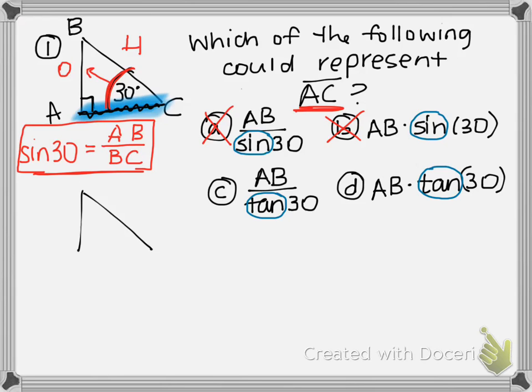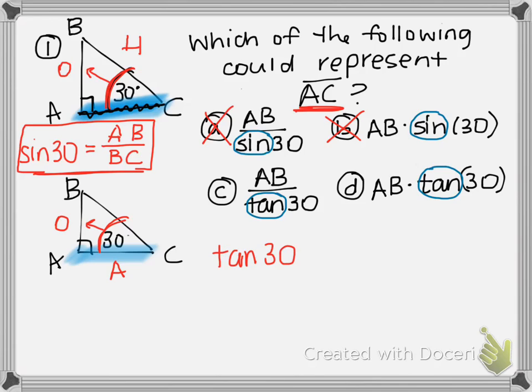Alright, well, so then let's look at the tangent of 30. So let's redraw our triangle down here so maybe we can see it a little better. So we have ABC, and we're looking for this side right there. Well, if we use tangent from this angle, we need our opposite and our adjacent. So tangent of 30 is going to be AB over AC. Well, there's our AC. That's what we're looking for.